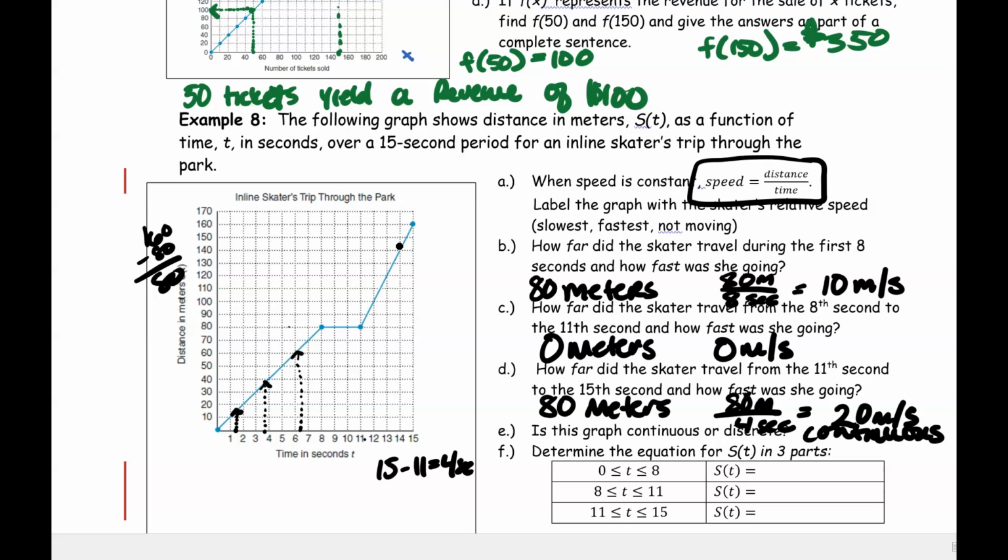And then we're going to determine the equation for each part. So this is linear in parts, but each part is going to have a different equation. So just like we did before, I'm going to go ahead and label these with a different color.